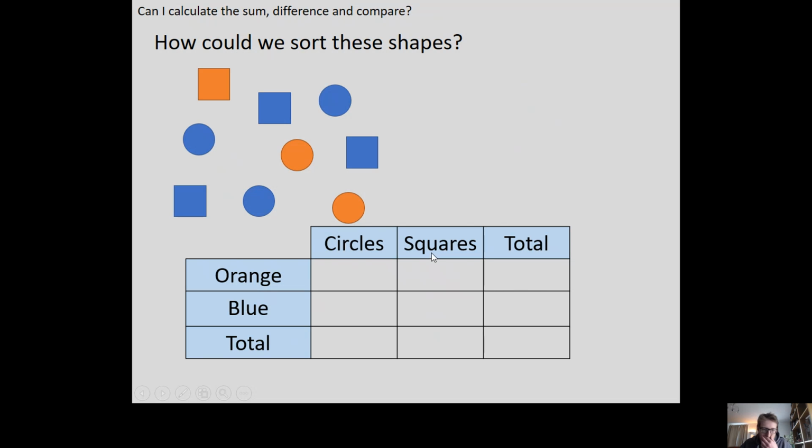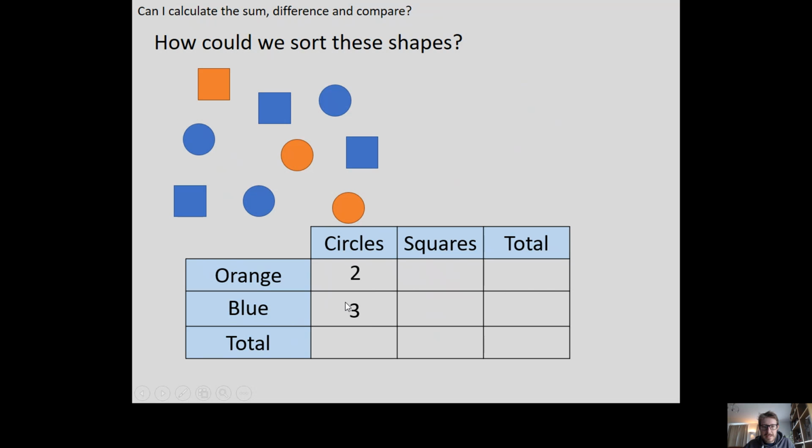So we can add them together by creating what we could call a two-way table. This table has 2 sets of information on it. It's got both the type of shape as well as the colour. So orange circles, how many orange circles are there? There are 2 orange circles. Next, how many blue circles are there? There are 3 blue circles.